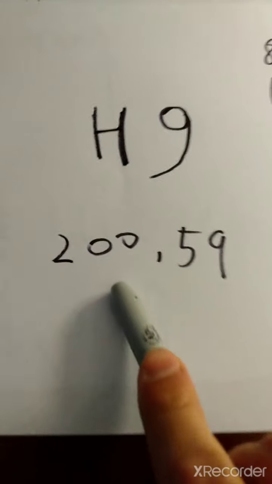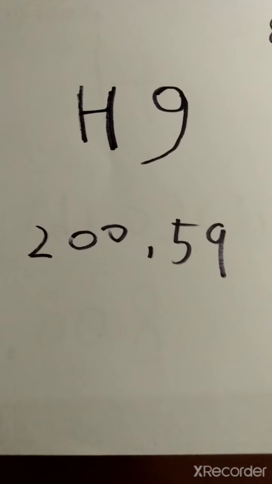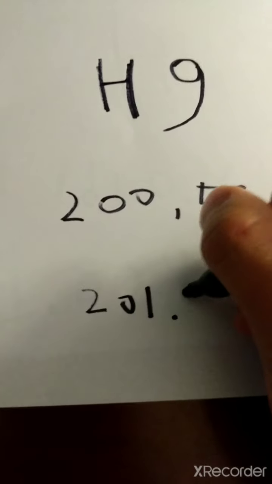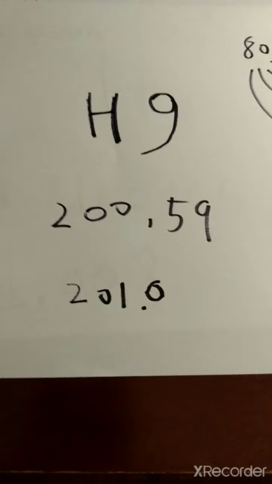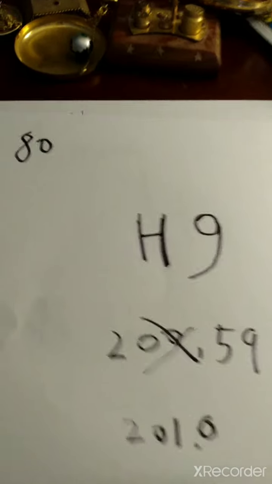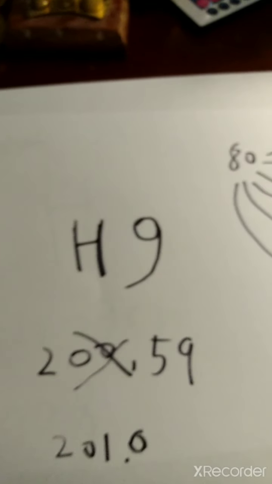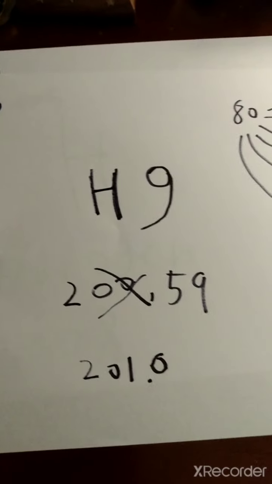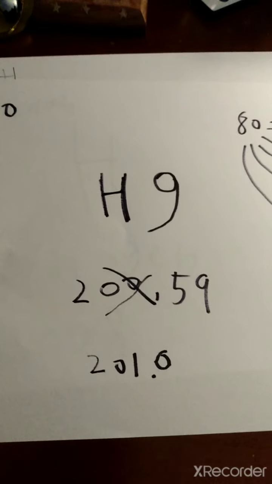The atomic weight is 200.59, but we're going to have to round that to 201.0. When using the formula, you're going to have whole numbers, so we're going to round them. 80 is how many protons mercury has, and the other 80 on the other side represents how many electrons mercury has. How many neutrons does mercury have?